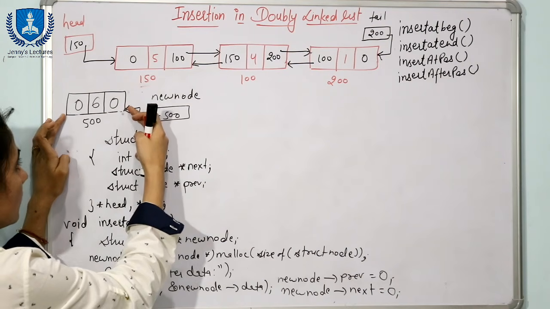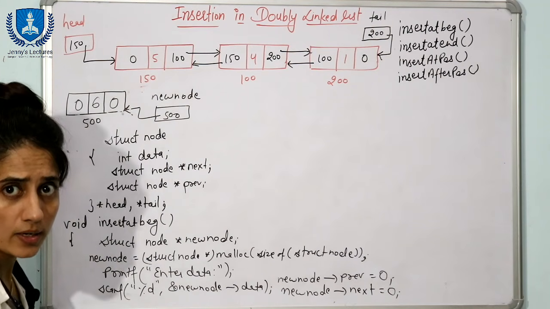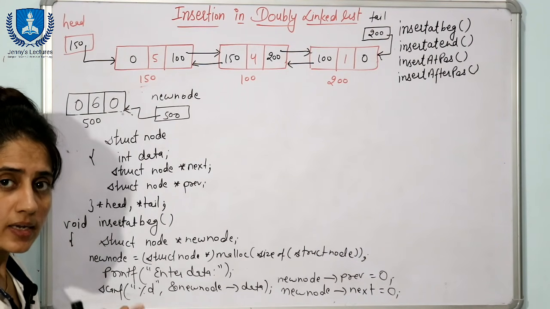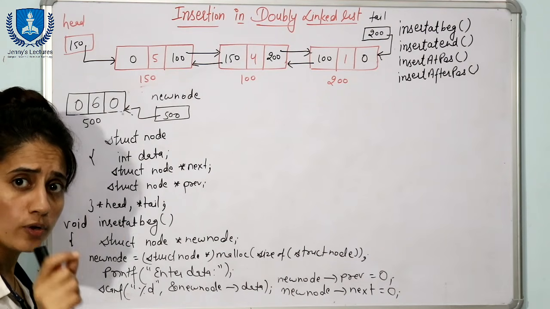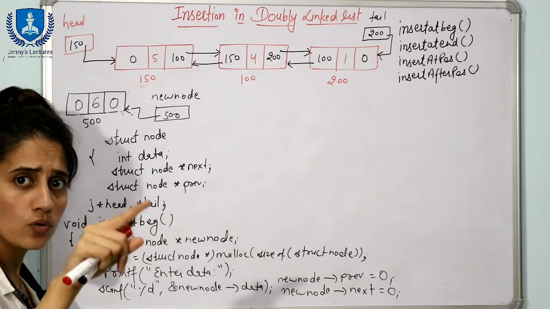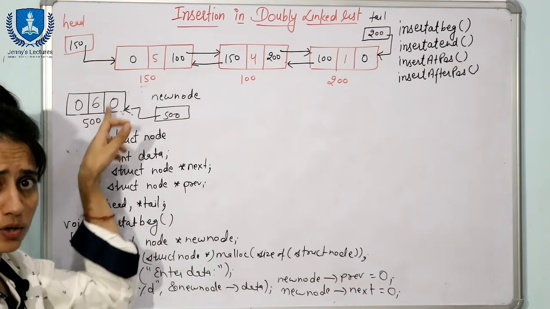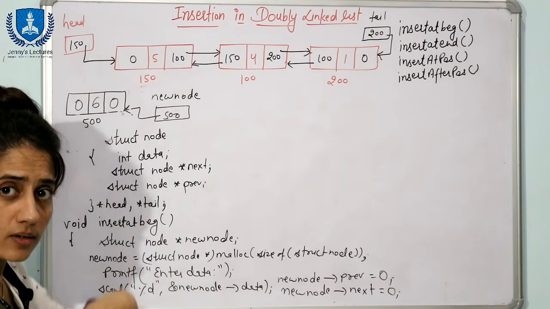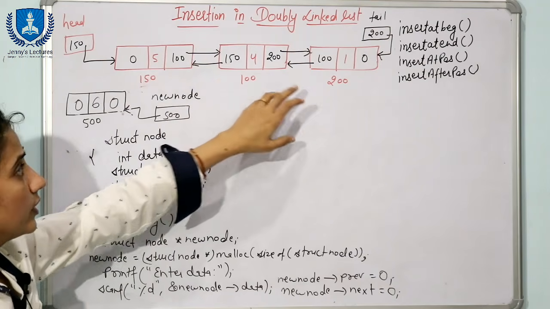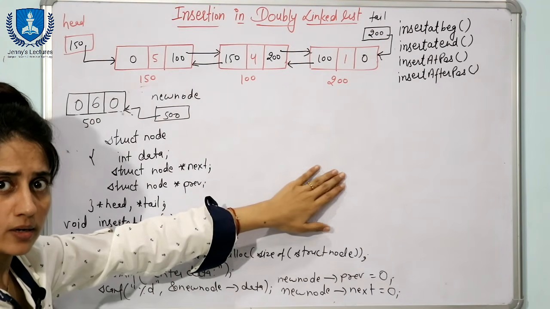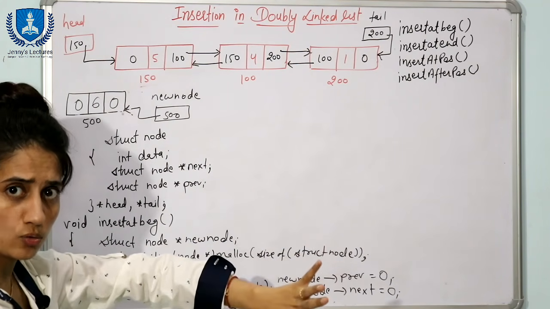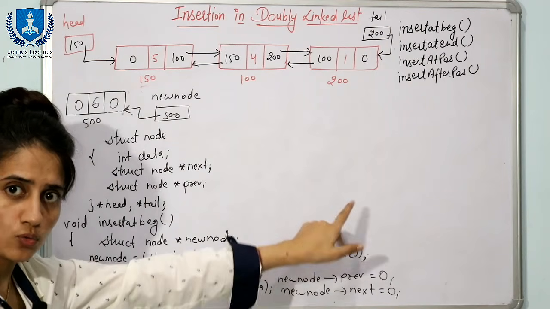Now how to insert this node into this list, right? We assume that the list is not empty, so we are not going to write that condition: if head is equal to null, in that case head is equal to tail is equal to this new node, only one node is there. I am here assuming that we have 3 nodes in the list. If you want, you can write that condition also, and in the else part you can write whatever I am going to write here.